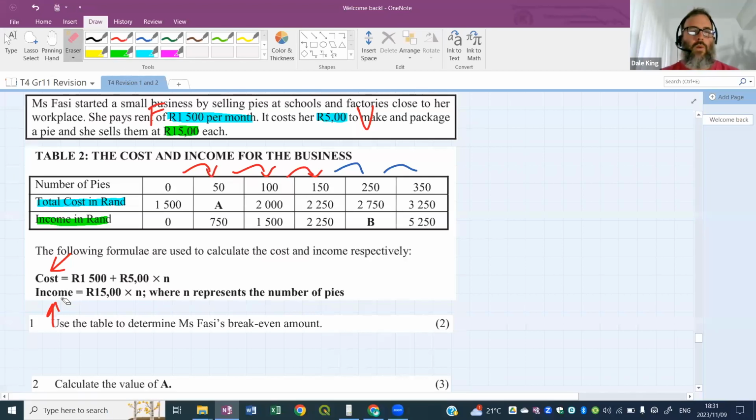Let's look at question number 1. Use the table to determine Mrs. Fussie's break-even amount. They go straight to the point with this first question. Break-even. Who can tell me what break-even is? I need someone to come online and tell me what is this business term, break-even. Yes, Keon, you are right. Anybody?